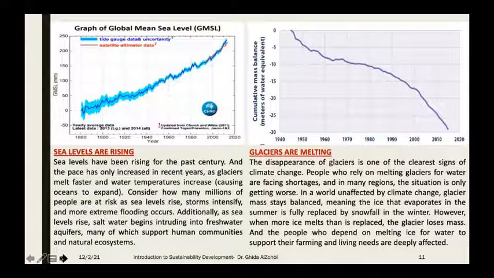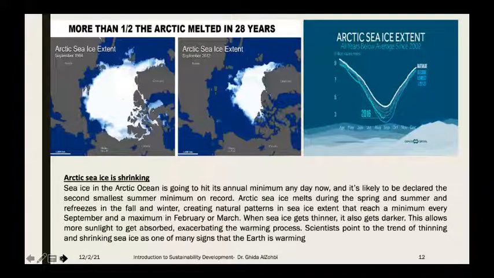The fourth indicator is the melting of glaciers. As you can see in the graph here, the cumulative mass balance between 1940 and 2018. The disappearance of glaciers also is one of the clearest signs of climate change. The last and the fifth indicator of climate change is the melting of the Arctic sea ice.